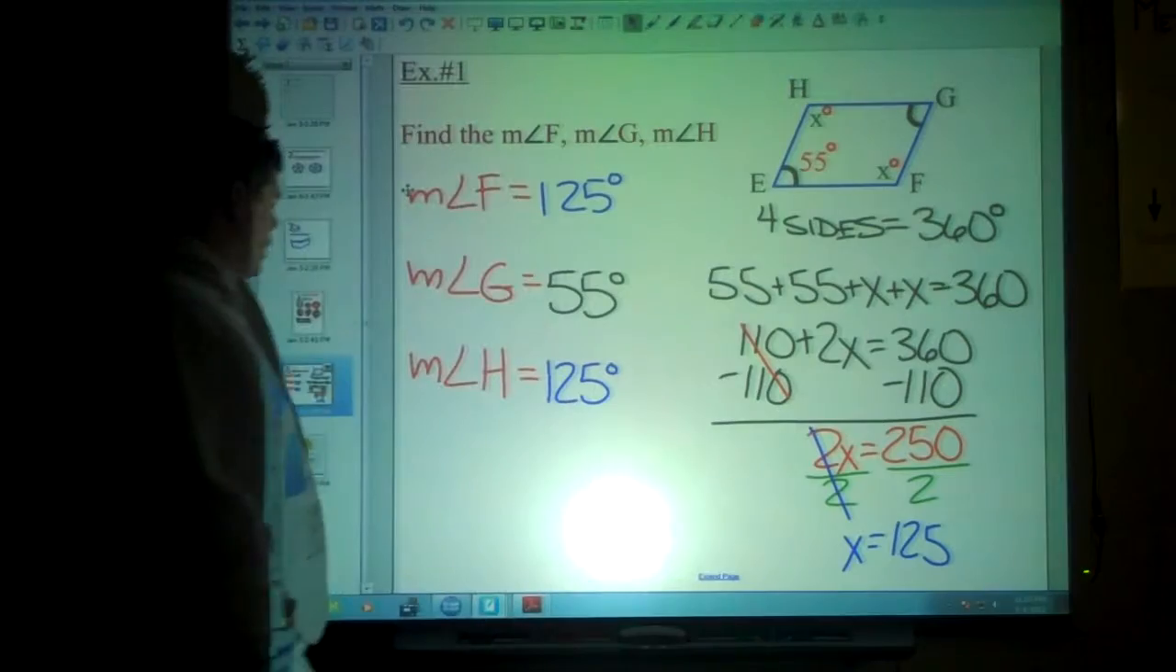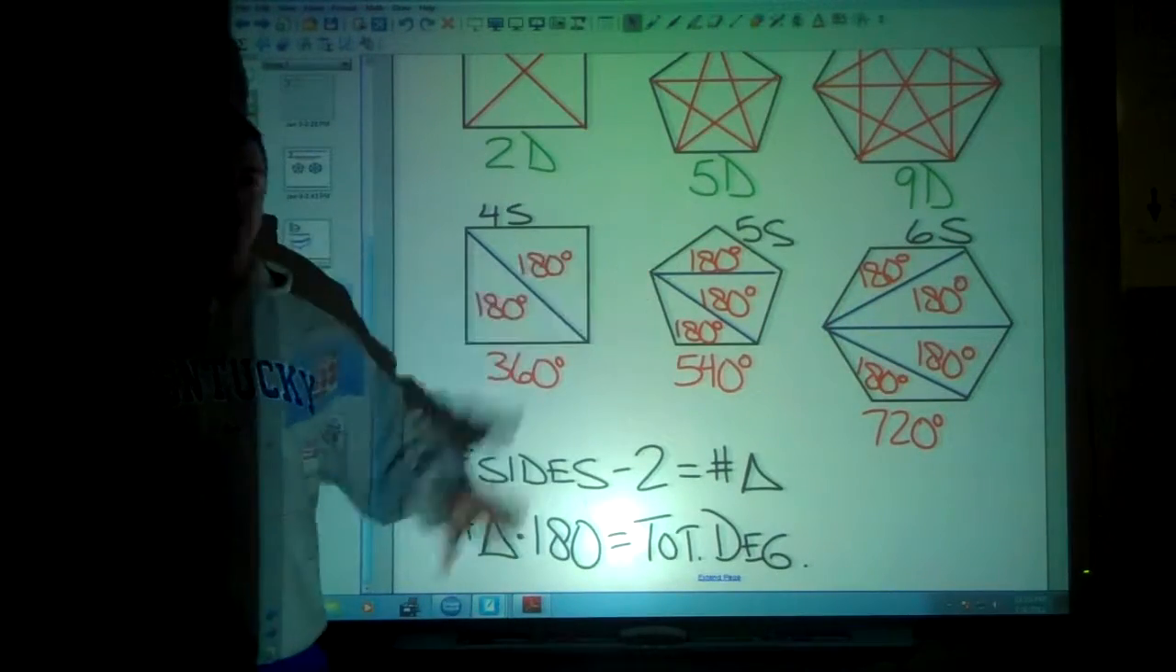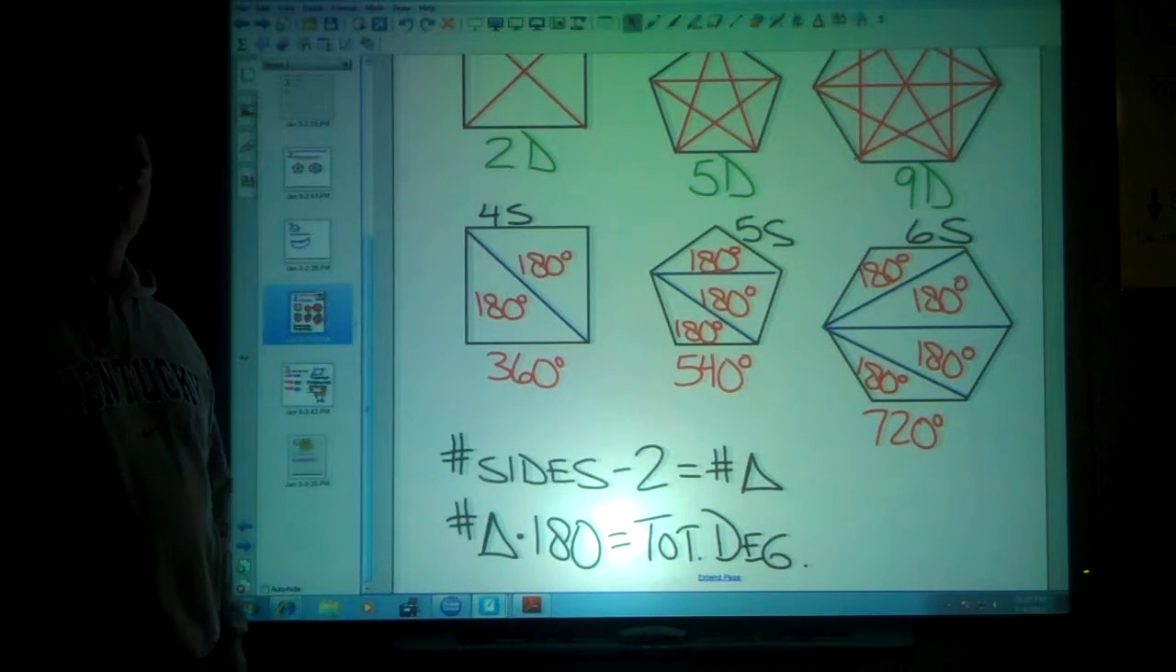The concept of being able to use the diagonals to determine the total number of degrees within a particular polygon is pretty valuable. These 2 formulas help you to do that.